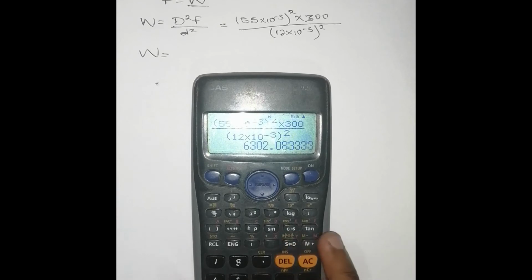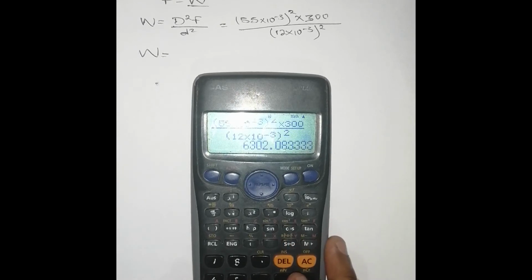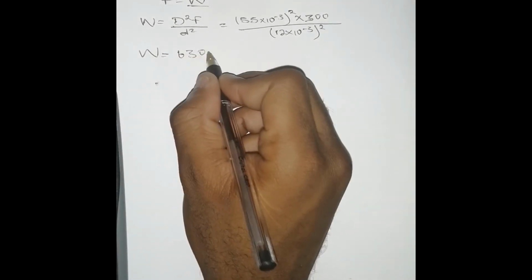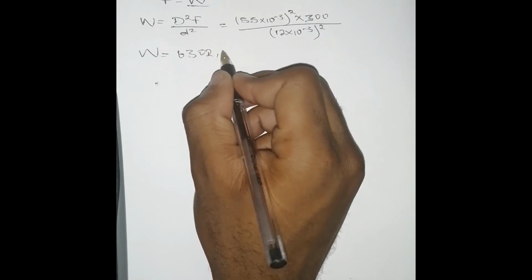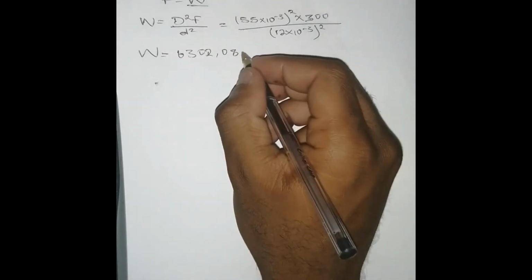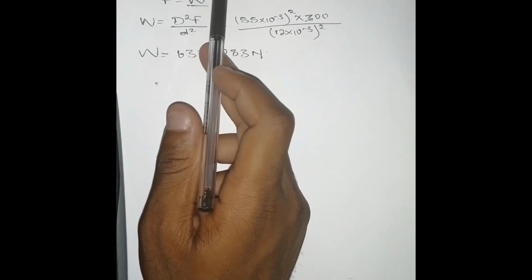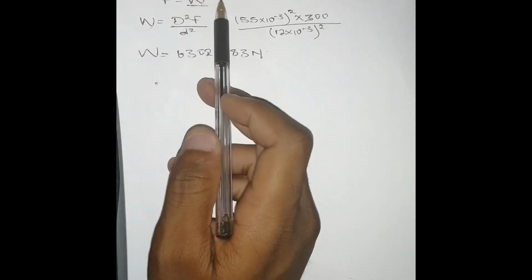It's going to give us 6,302.083 newtons. We represent this force exerted by the ram as W, which is the weight, because usually the ram has something it is lifting, and that something has weight which is acting downwards, exerted on top of the ram. That's why we represent it as weight.